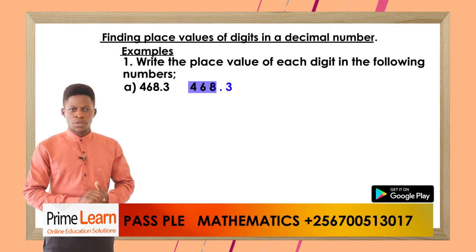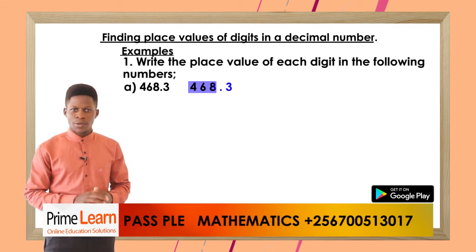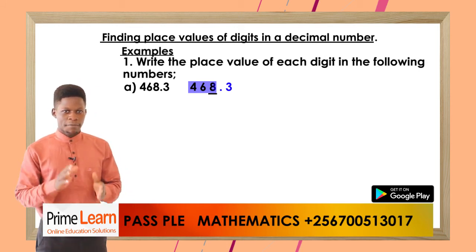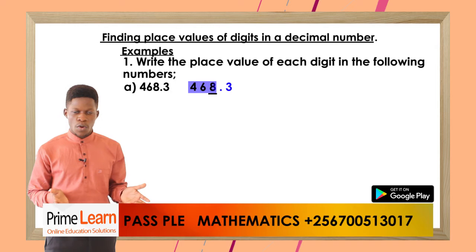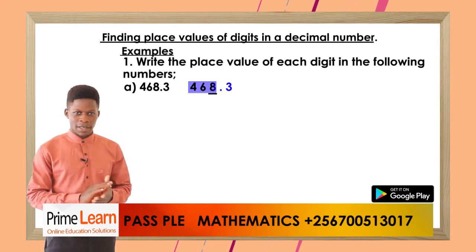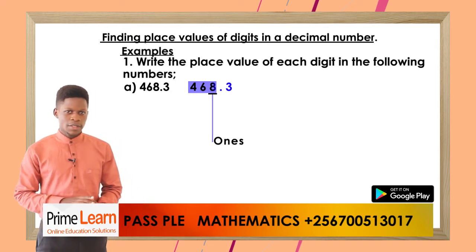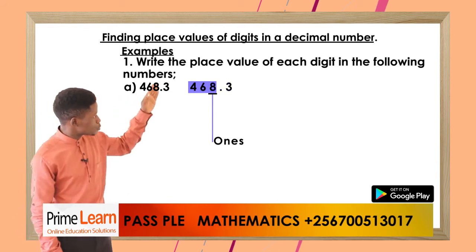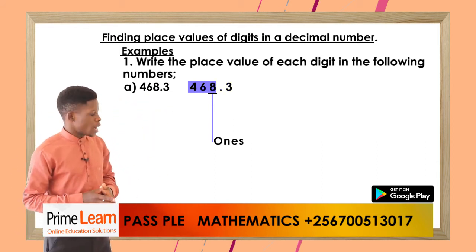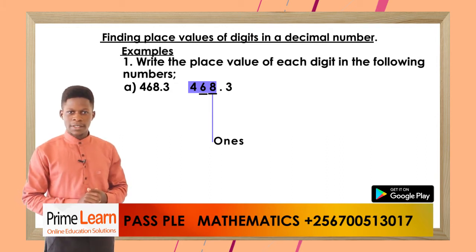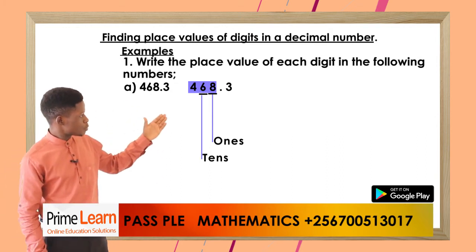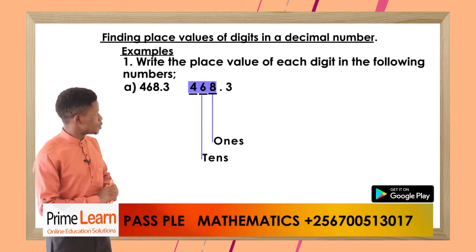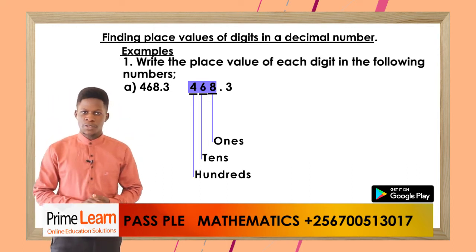What are the place values which make up a whole number? As we have just seen in our first example there, the first digit in the whole number part just before the decimal point is always in the ones place value. So here on 8, we are going to put there ones. And when we continue on digit 6, it is going to be in the tens place value, as you can see. And then digit number 4 is going to be in the hundreds place value.